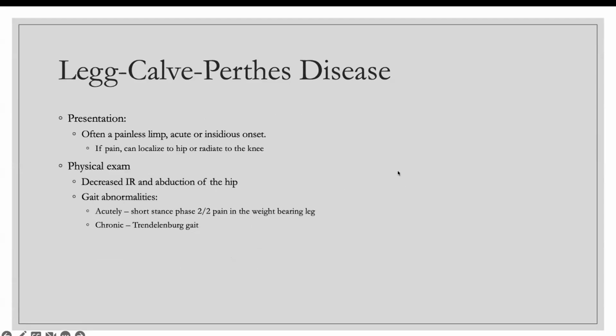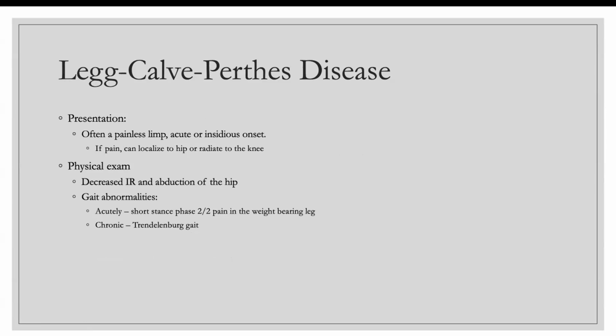These kids are going to present with a painless limp that can be acute or more likely insidious onset. If they are having pain, it may localize to the hip, but it can also radiate to the knee. On exam, they're going to have significantly decreased internal rotation and abduction at the hip joint.